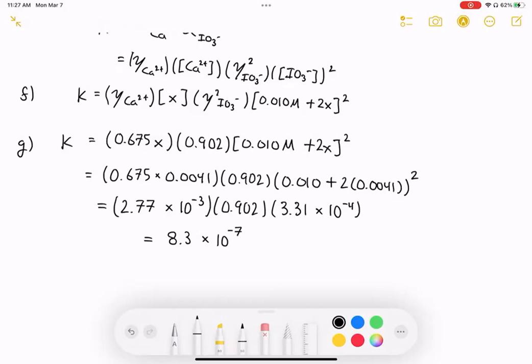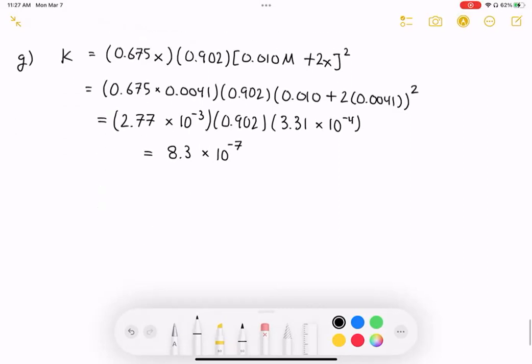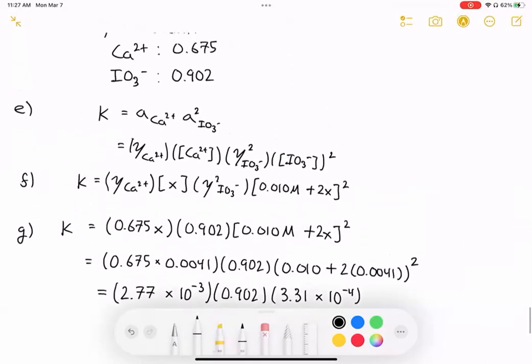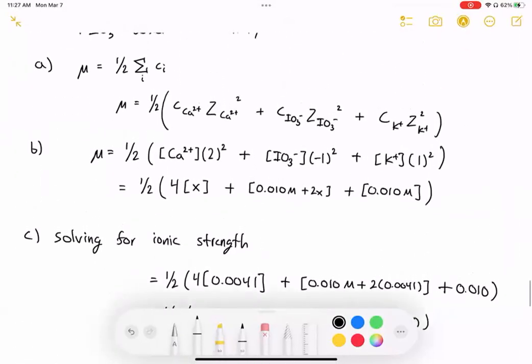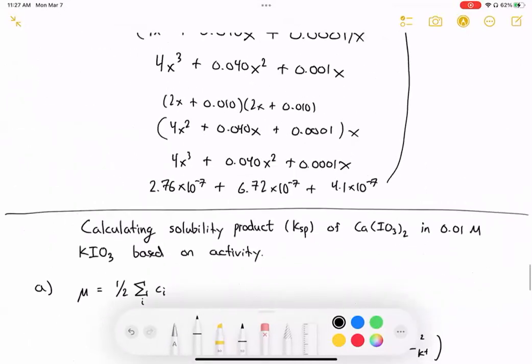So that's what will happen in this case. It'll shift. So shift to the left of the solid. In this case, you see here that our solubility decreased. What that meant is that some of it shifted to the left of the equation.